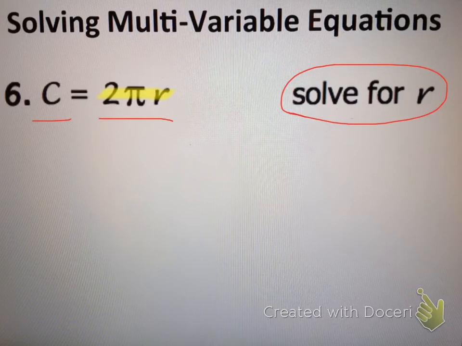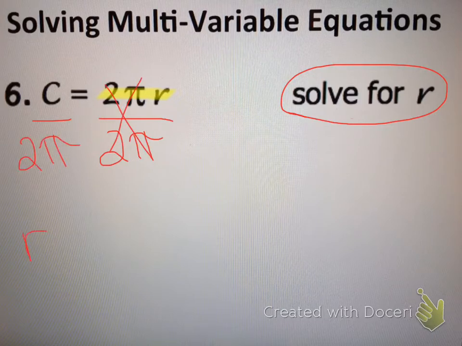So we divide on both sides by the two pieces that we need to get rid of, which is 2 and pi. And what we'll be left with is r by itself is equal to C divided by 2 pi. What I want you to do now is pause the video and work on numbers 7 and 8.